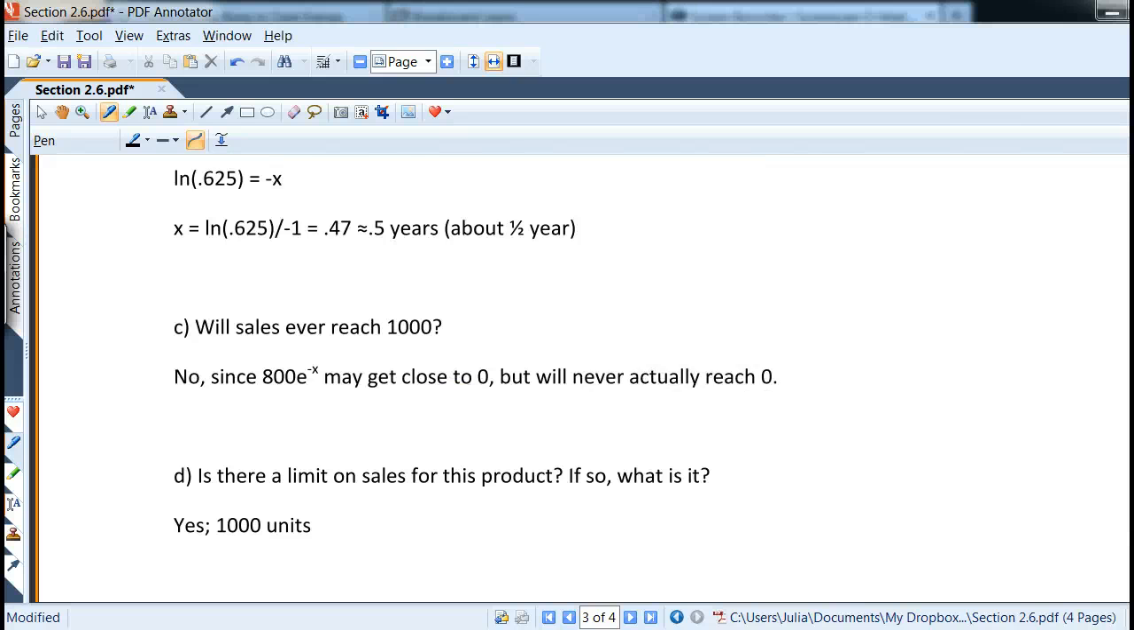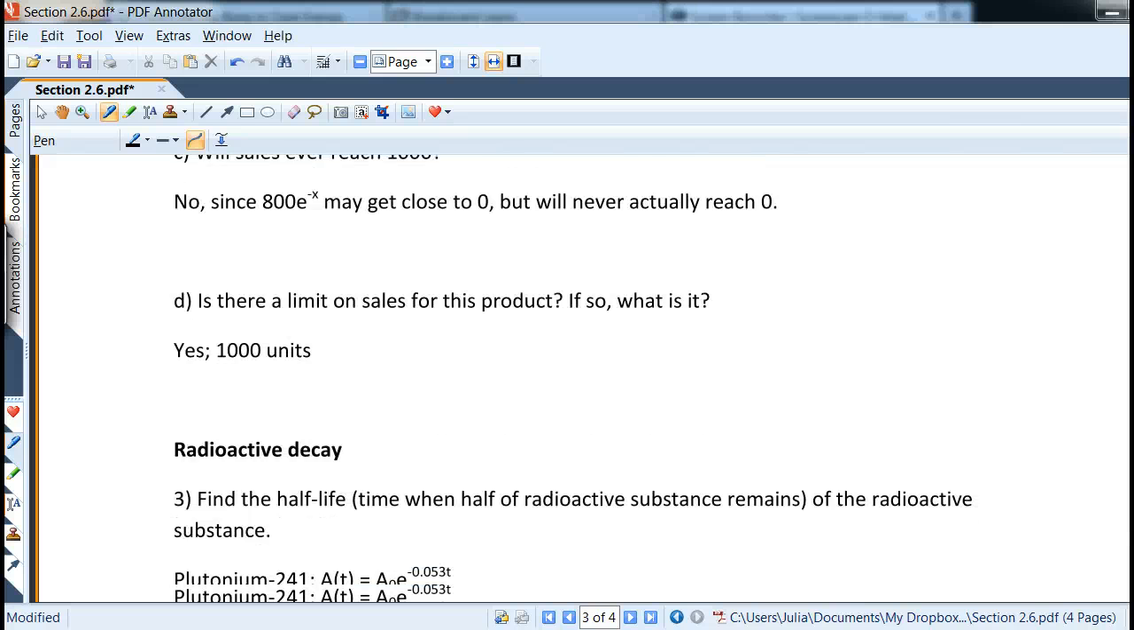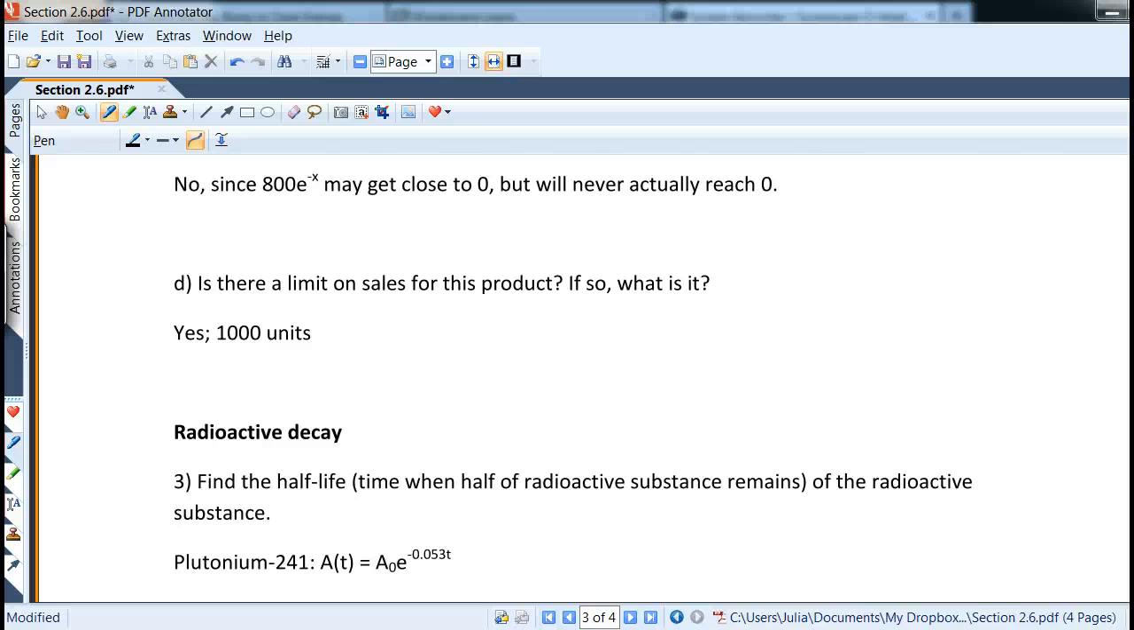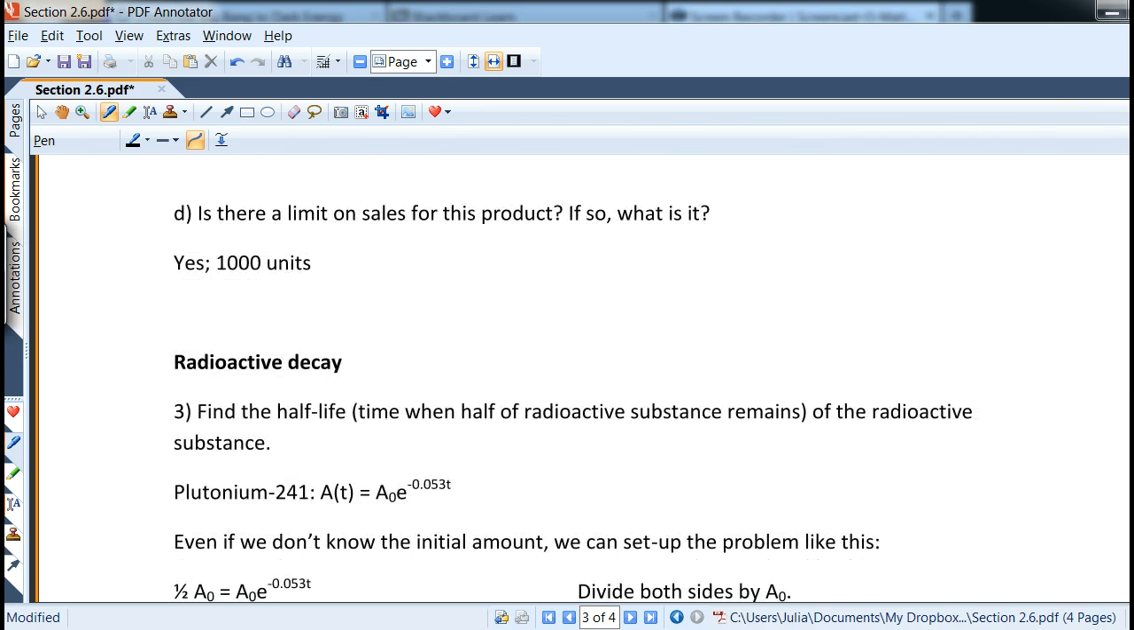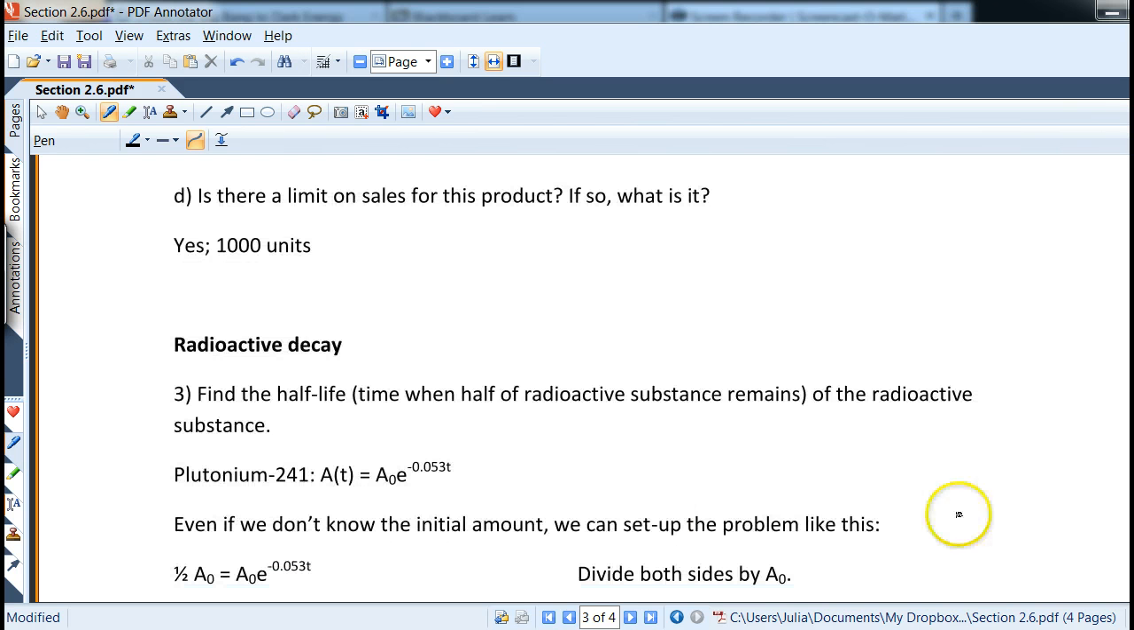And that's it for this section. No, actually, here's one more. Radioactive decay. So let's do one interesting application. Find the half-life, if you remember biology courses, or if you haven't taken it. It's essentially the time when half of the radioactive substance remains. So here we're given this equation, and this is plutonium-241, a radioactive substance. We don't know the initial amount, but that's okay. We can still solve the problem.